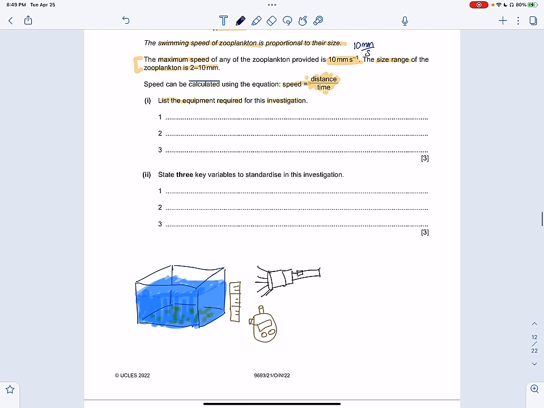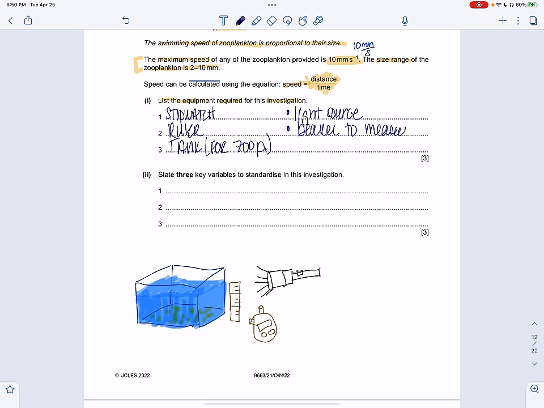so it's the equipment used, and you only need 3. Stopwatch. Ruler. A tank for the zooplankton. I'm gonna put zoo pee. Is that cool? It's gotta be cool. Light source. Maybe you need like a beaker to measure the water. Water volume. That's how you say water amount. No, I think those are good.